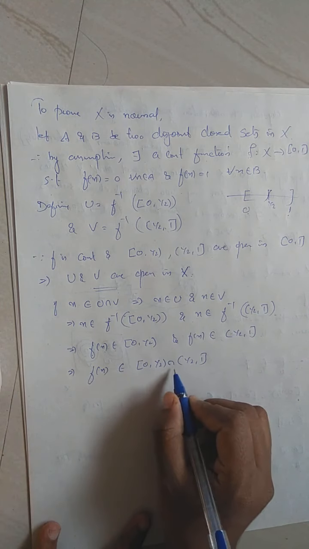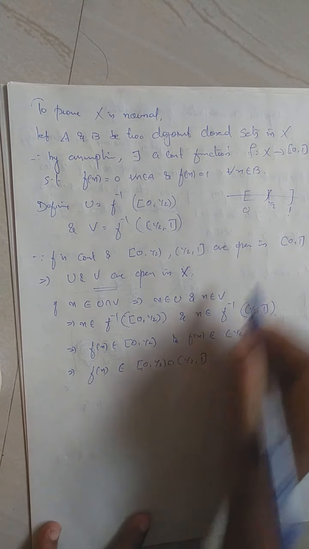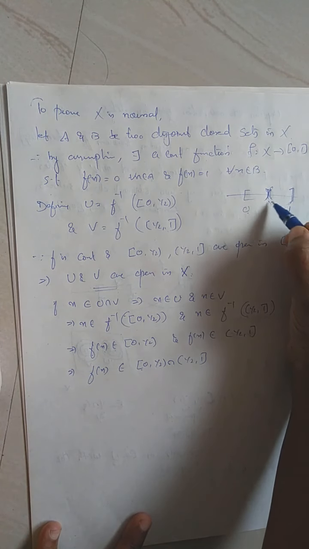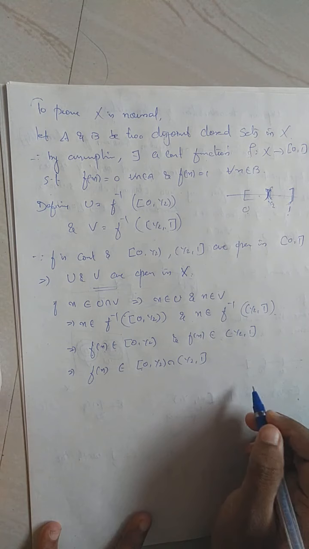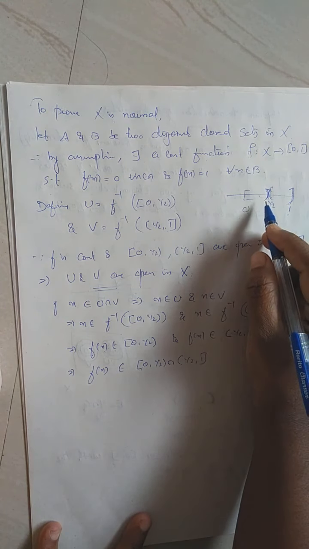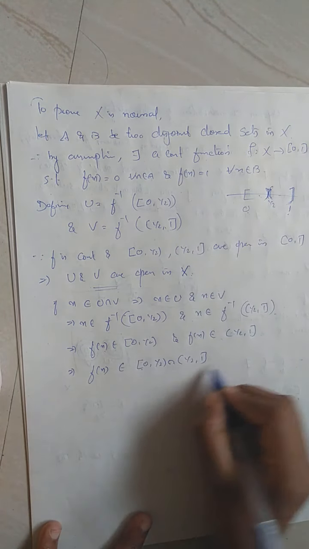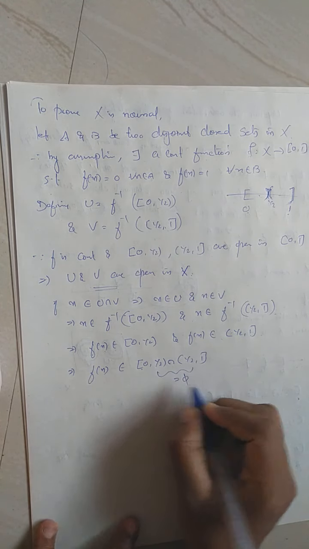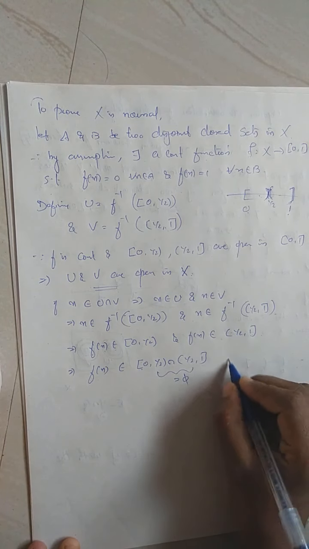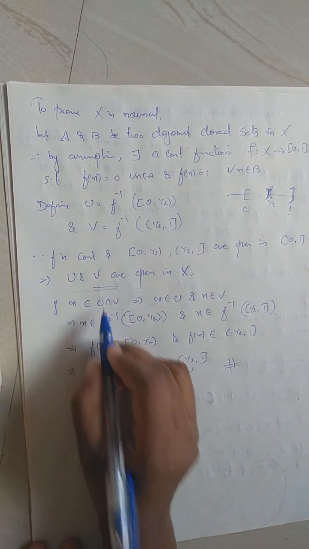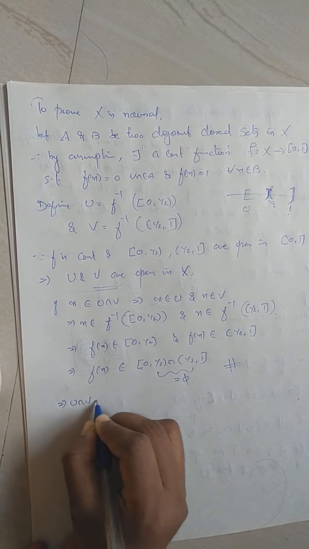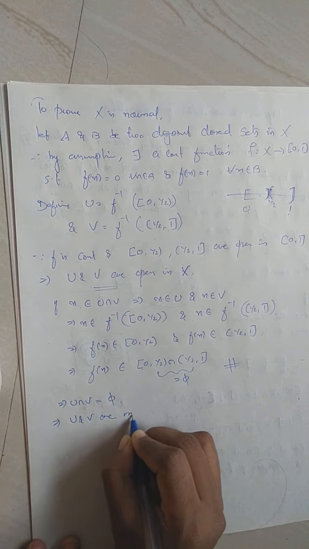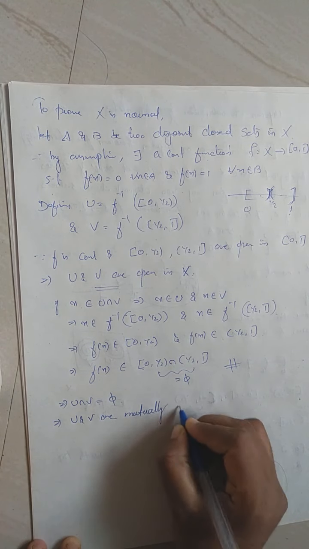So what about this intersection, [0, 1/2) and (1/2, 1]? These two sets are clearly disjoint, therefore there will not exist any element belonging to their intersection. This intersection is empty, so no element belongs to this set, which is a contradiction. Therefore, no x belongs to U intersection V, which means U intersection V equals empty, which means U and V are mutually disjoint open sets.